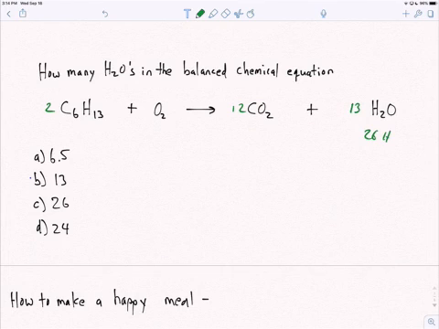So now you add the oxygens. 13 here, 13 there, and then over here 24 plus 13 oxygens. So here, how many O2 do you need? You need 37.